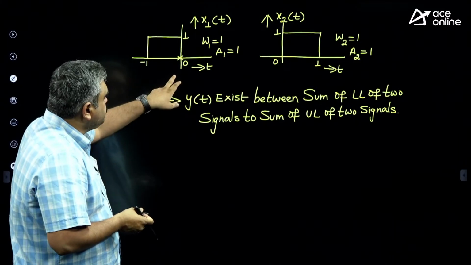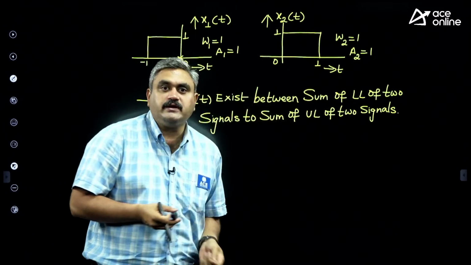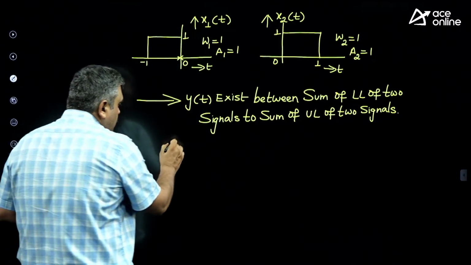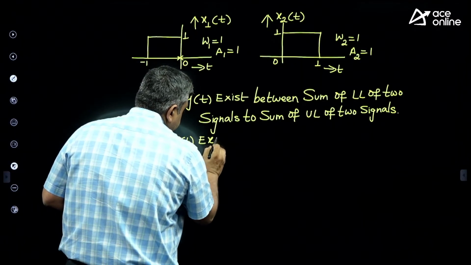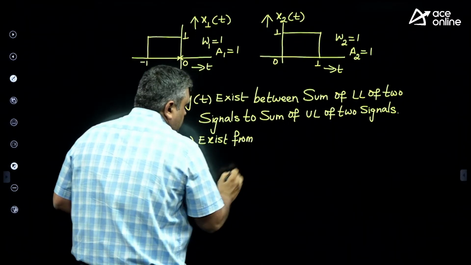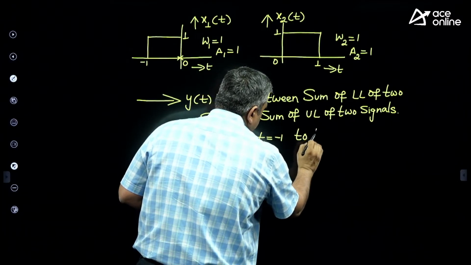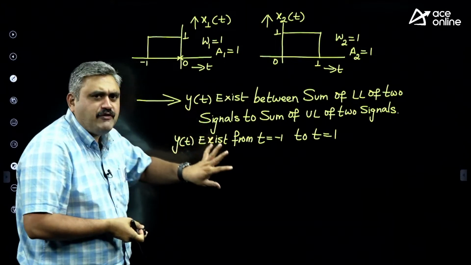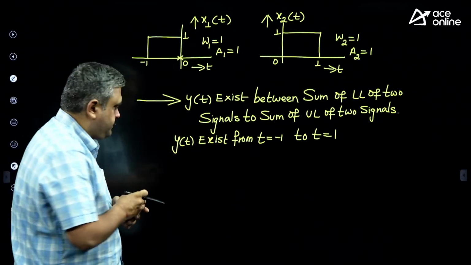Sum of upper limits means what? Where this is ending and where this is ending. This is ending at 0 and this is ending at 1. So sum of upper limits will become 0 plus 1, as 1. That means y of t exists from t equal to -1 seconds to t equal to +1 seconds. So even if you know this point, half of the problem is solved. That is how the questions will be framed in objective papers.